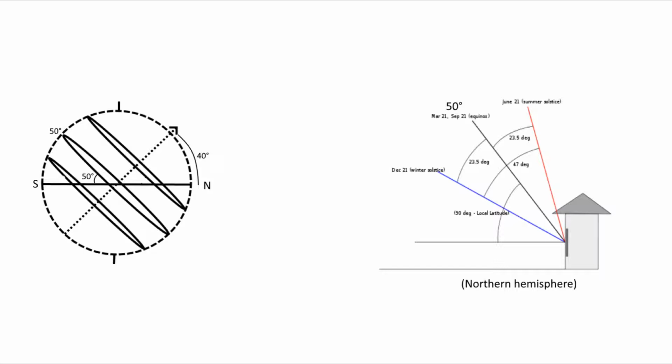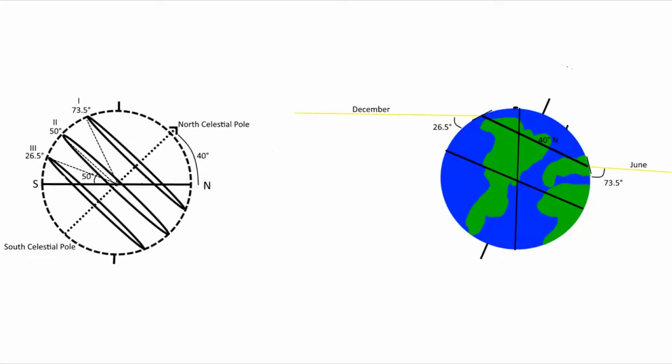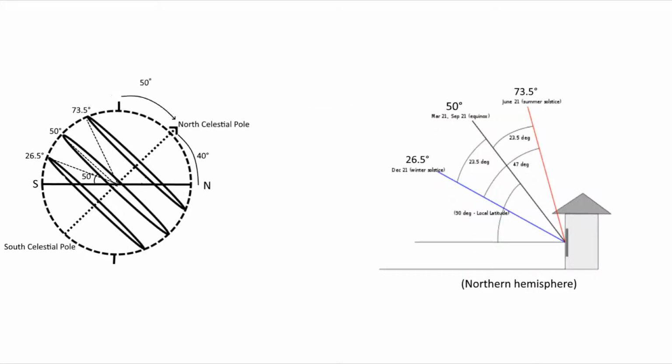On June, we add 23.5 degrees to the north, so 73.5 degrees. That's the sun's altitude at noon at the June solstice. On the December solstice, we subtract 23.5 degrees from the default number of 50, so 26.5 degrees. That's the altitude of the sun at the December solstice at noon. It's the same as the North Pole, but the celestial sphere shifted 50 degrees south.